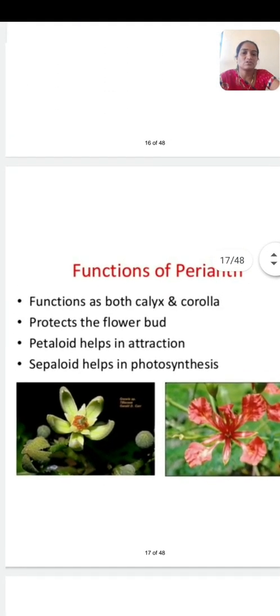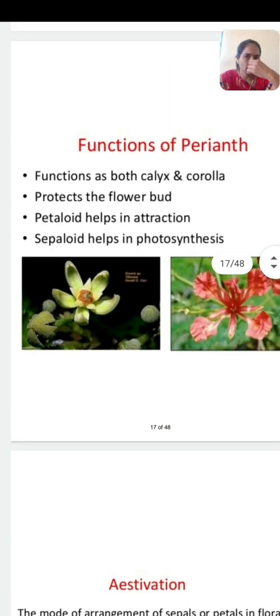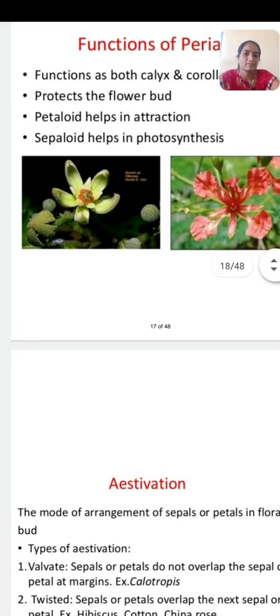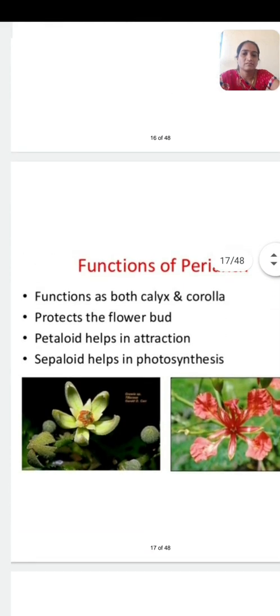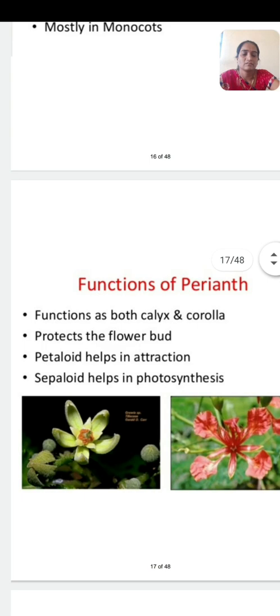Then next topic is functions of perianth. Functions of perianth are similar to calyx and corolla, like protection, and attraction of birds and insects for pollination. And when it is sepaloid, or green in color, then it performs photosynthesis. In this video, we have learned about the two floral whorls, calyx and corolla, and the third topic is about the perianth.